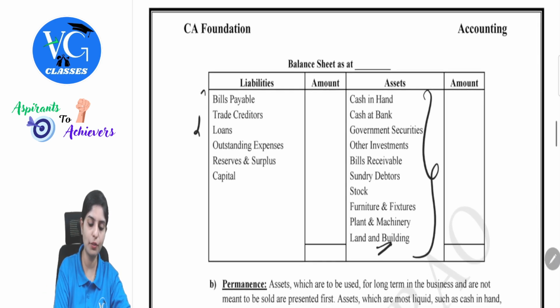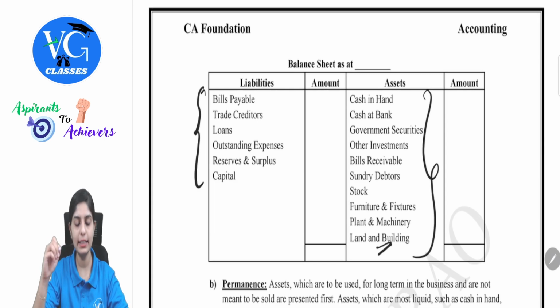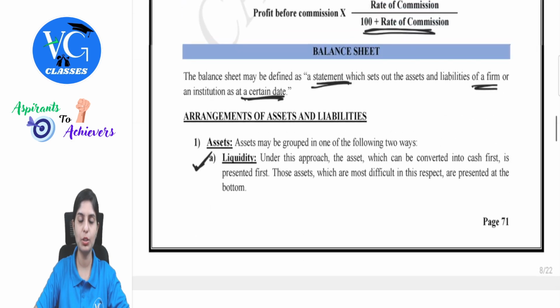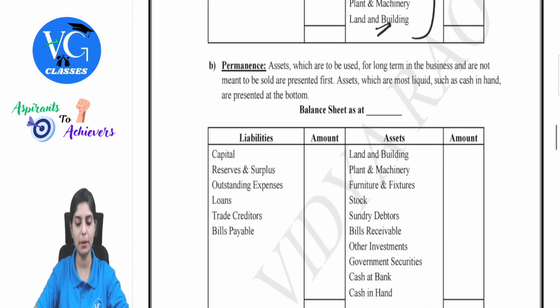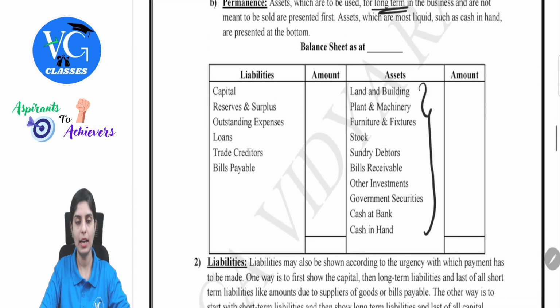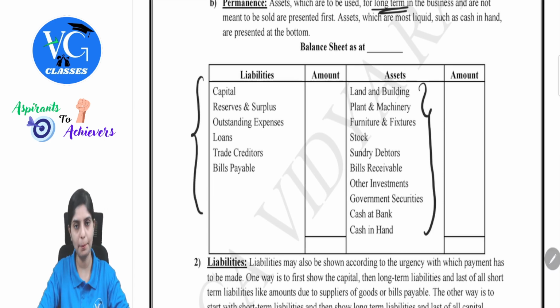Similarly, on the liability side also, they first reflect all current liabilities, because these become quickly liquid enough, and then non-current, and then capital. The first structure was based on liquidity. The second structure is based on permanence. That is, first you reflect those which are long term in nature and not meant to be sold. Assets which are most liquid, such as cash in hand, are presented at the bottom. So first we start with fixed tangible and intangible assets, other non-current assets, and then current assets. Also on the liability side, we start with capital, then non-current borrowings or non-current liabilities, and then current liabilities.